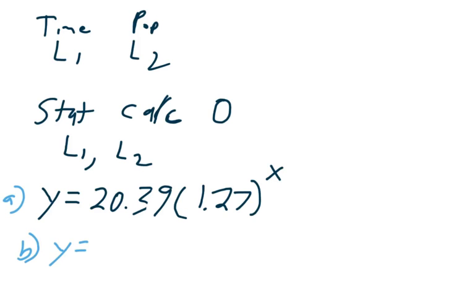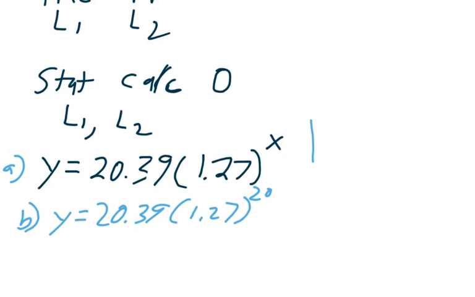For part B, you plug in your 20 hours, and whatever that answer is going to be in thousands. So 20.39 times 1.27 to the 20th means we got 229.4 thousand bacteria. And that's our review video.